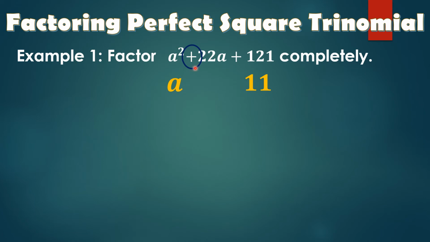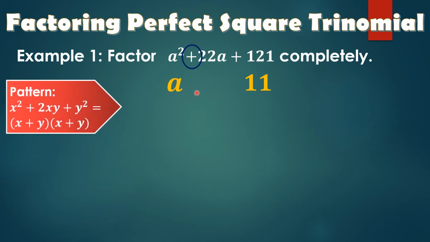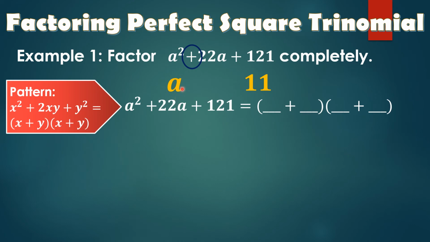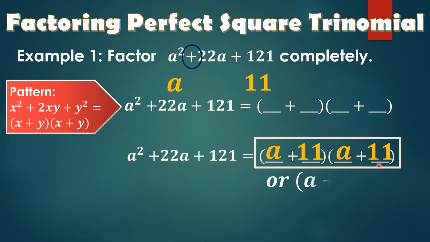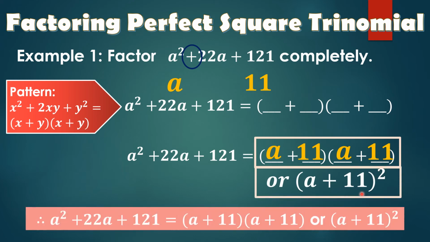Tandaan, kapag positive ang operation na to or kapag addition operation na ito, parehong addition ang magiging factors. So, ito ang ating pattern na i-apply. After natin makuha ang square root ng first term at last term, gagawin lang natin siyang a plus 11 times the quantity of a plus 11, or square of a plus 11. Iyon na ang factored form ng a squared plus 22a plus 121.